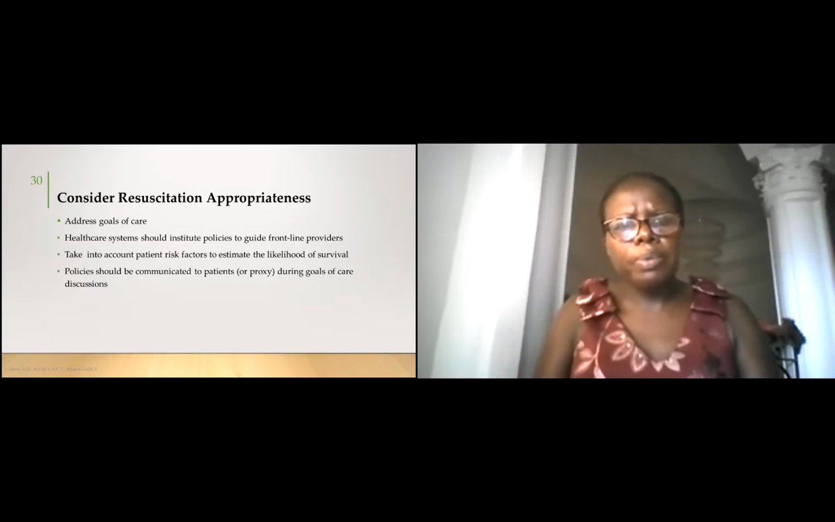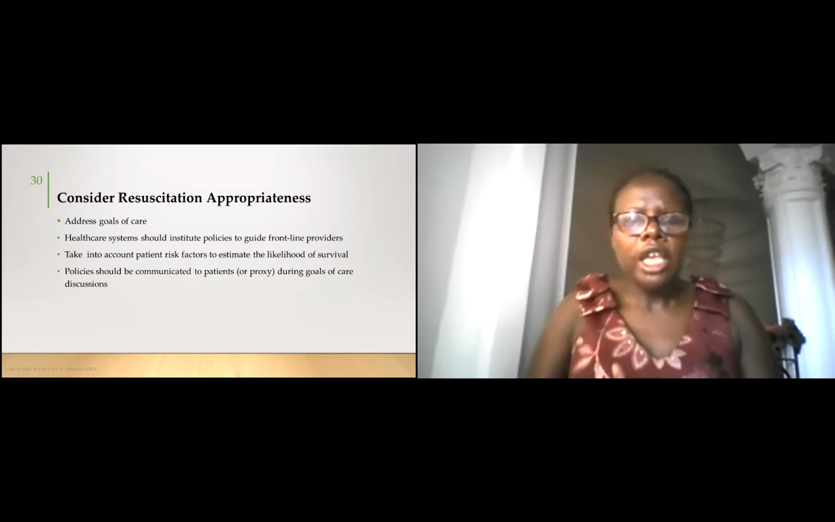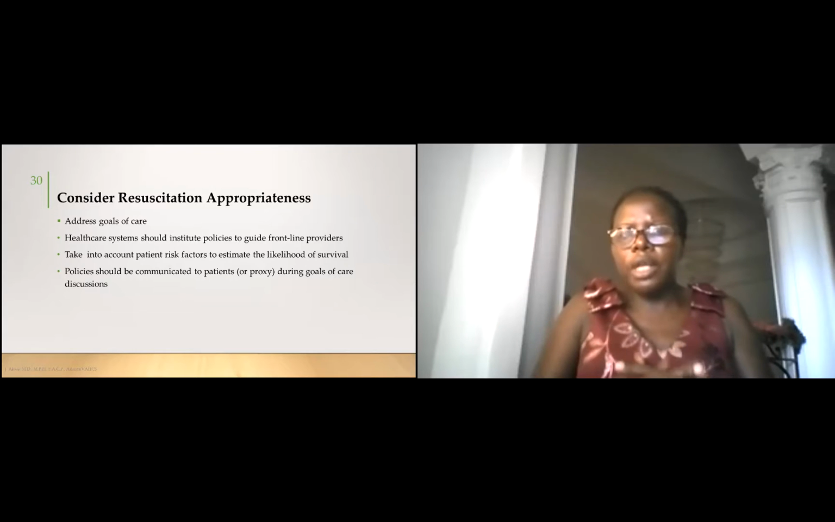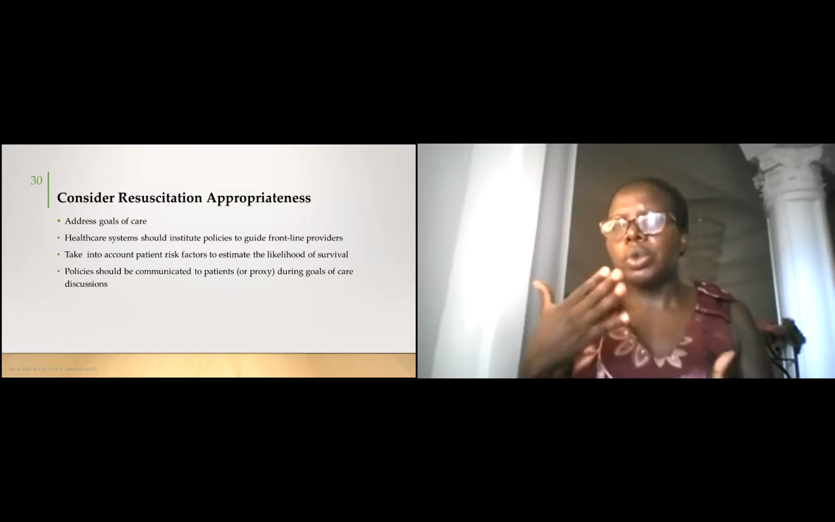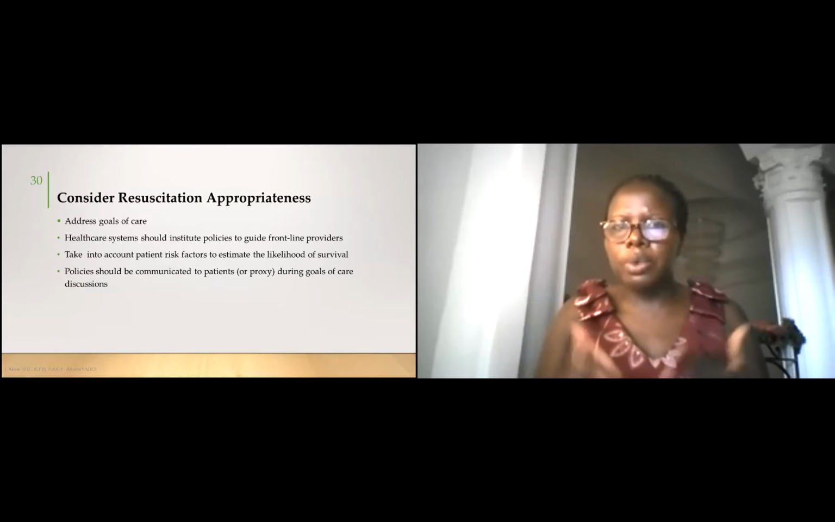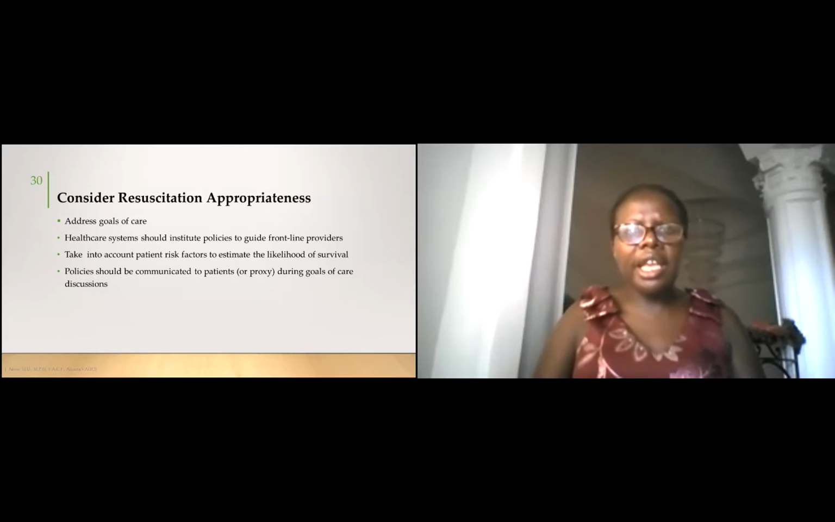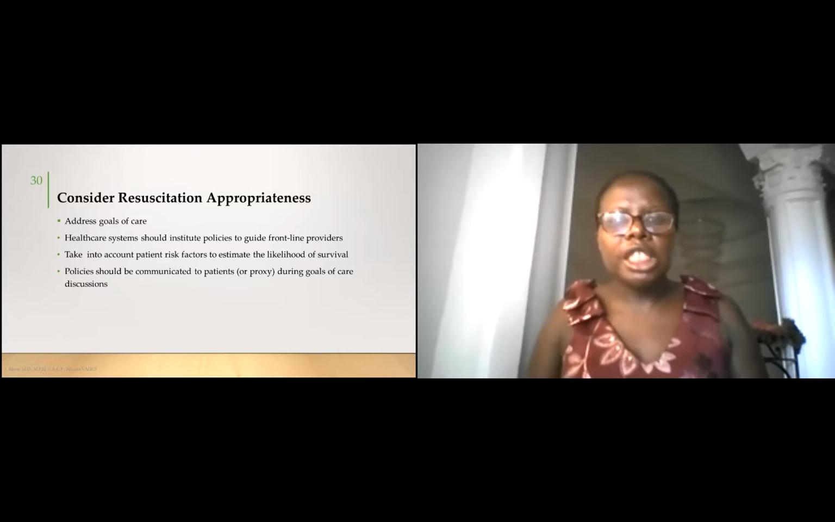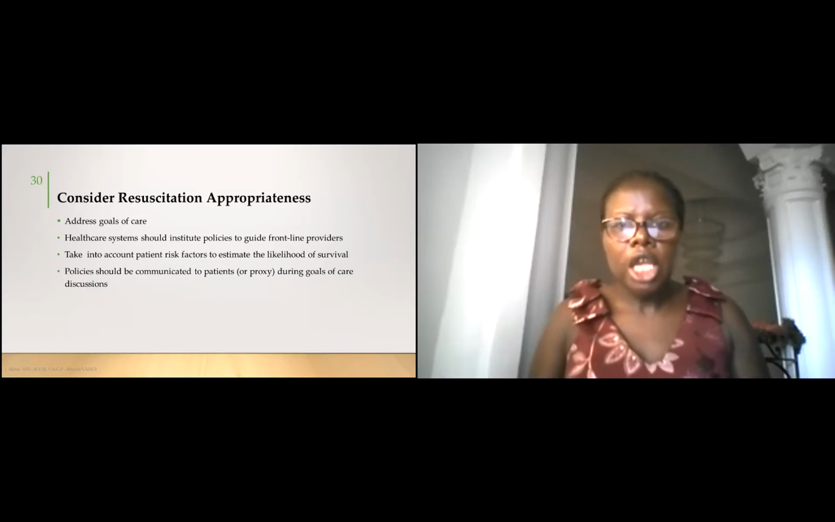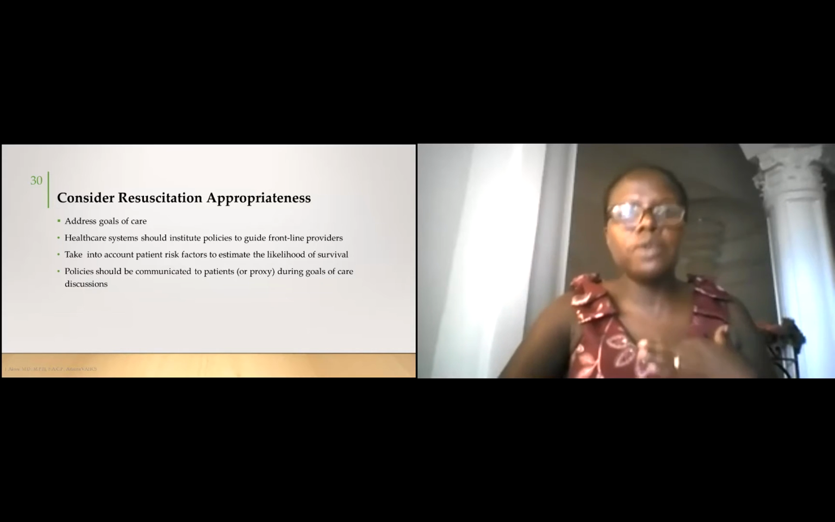Secondly, you want to take into account patients' risk factors to estimate the likelihood of survival. If there are certain patients where the likelihood of survival is extremely low, there is no need to perform a resuscitation and expose every single person, knowing that their likelihood of survival is extremely low. And again, the policies that the hospital or healthcare system have decided need to be clearly communicated to the patient or patient's proxy during the goals of care discussion. This is not something that you communicate at the tail end. You communicate right at the front end, as soon as the patient gets to the hospital.